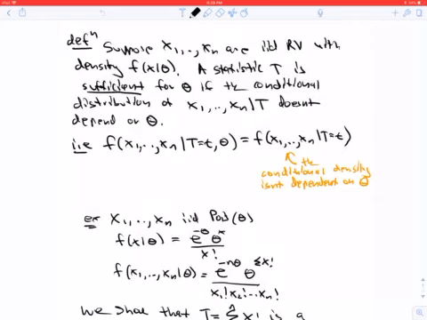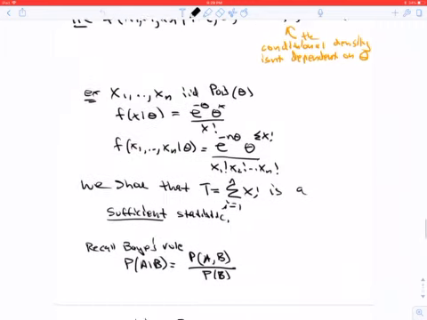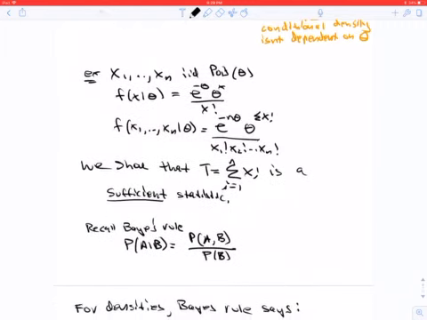What this means in terms of the joint density is that when we condition our joint density on T and theta, it removes the dependence on theta. So let's see an example here.